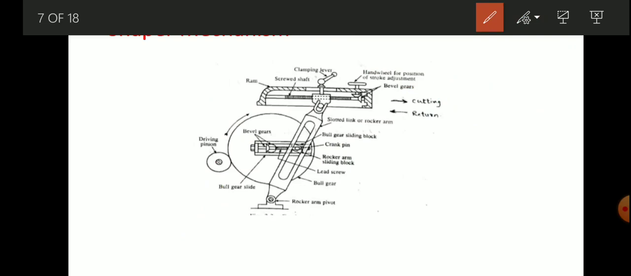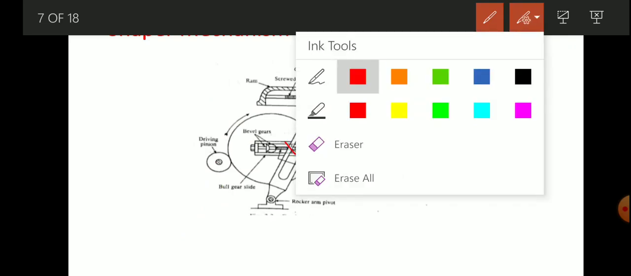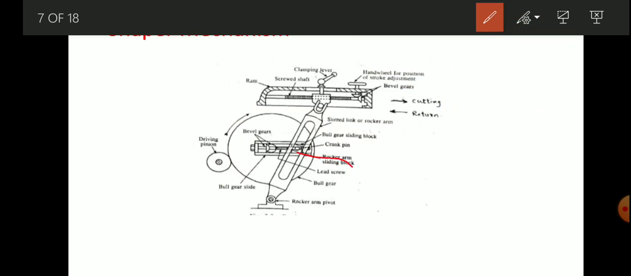The rocker arm sliding block is mounted on the crank pin. Here we can see the rocker arm, which is mounted on the crank pin. Here it is the crank pin. The rocker arm sliding block is mounted on the crank attached to the column frame. Then the upper side of the rocker arm is connected to the ram with the help of a pin.